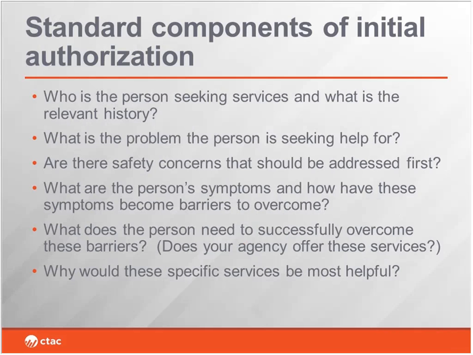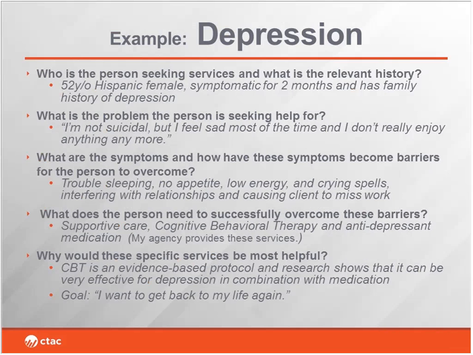So the standard components of initial authorization, we want to know who is the person seeking services, what is the relevant history, and the key word there is relevant. What are they seeking help for? We're addressing safety concerns. We're talking about the symptoms and the barriers related to those symptoms, and what do they need to have changed to successfully overcome these barriers. Hopefully it's offered at your agency. If not, you're referring to a program or agency that will be better suited to address these needs. For example, if a higher level of care is indicated, or if they're stable, maybe some community supports are indicated. And why would these specific services be most helpful? We want to answer these questions.